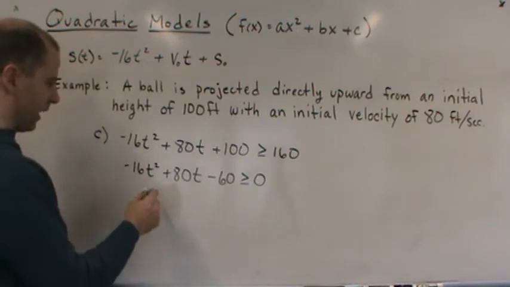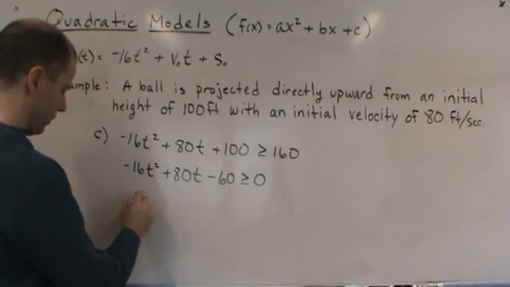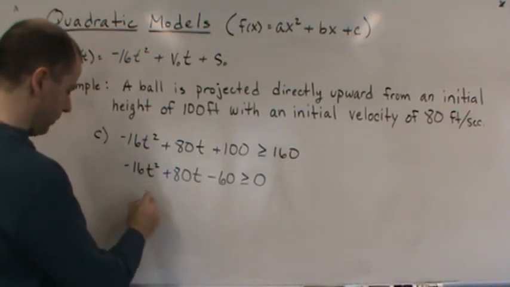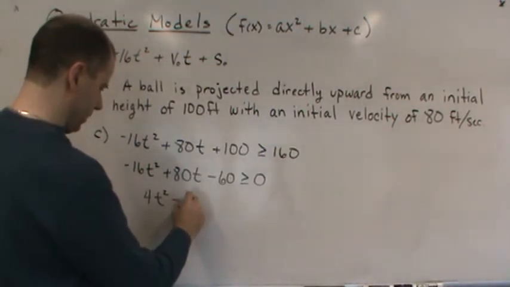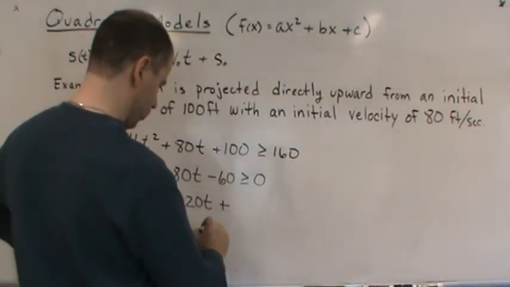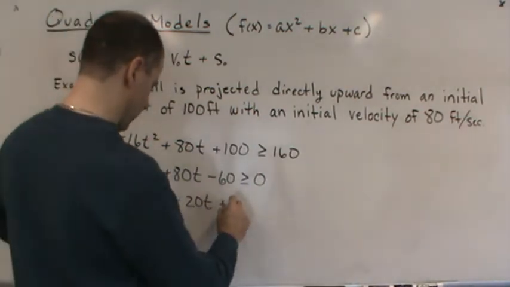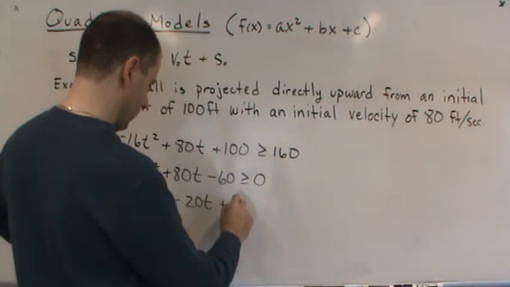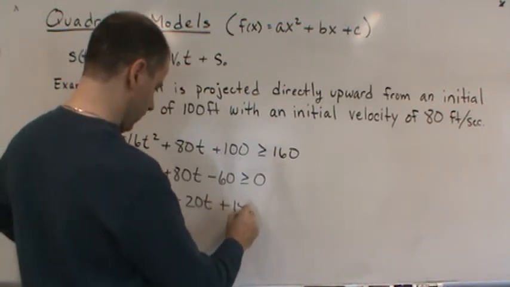Okay, but we can still factor out a 4, right? So negative 4. So let's do negative 4. This is going to become 4t squared minus 20t plus 15.